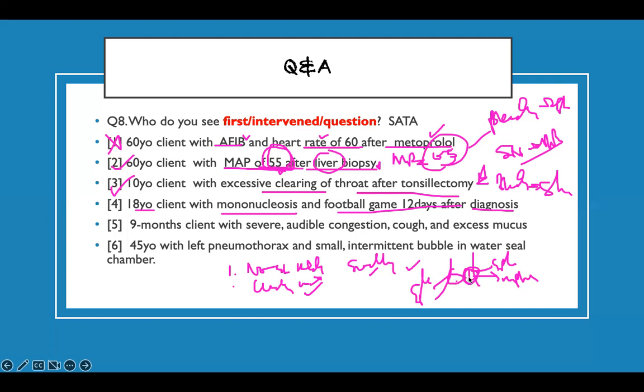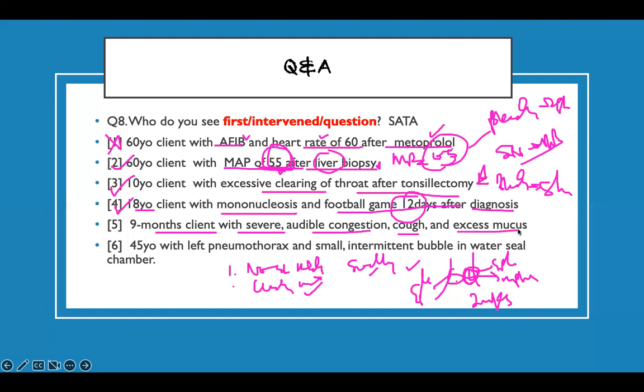Because of that, no contact sports for 2 weeks, 14 days. This guy is playing soccer, football, 12 days. No, bad. It's going to bleed. I need to intervene. A 9-month-old client with severe audible congestion, cough, and excessive mucus.